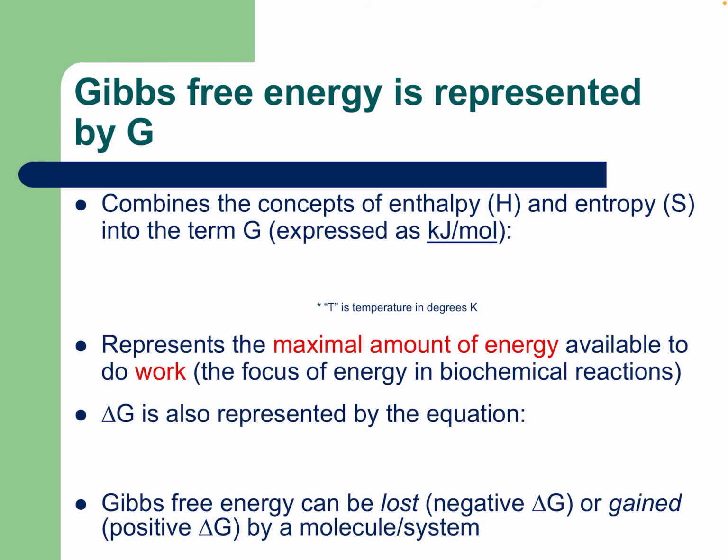So now moving on to Gibbs free energy. Gibbs free energy combines the concepts of enthalpy, which is H, and entropy, which is S, in the term of G, expressed as kilojoules per mole, and is usually expressed as change of G, but we'll get to that later. Gibbs free energy represents the maximum amount of energy available to do work, and the focus on energy of biochemical reactions. We'll talk about Gibbs free energy in a lot of our chemical reactions and glycolysis.